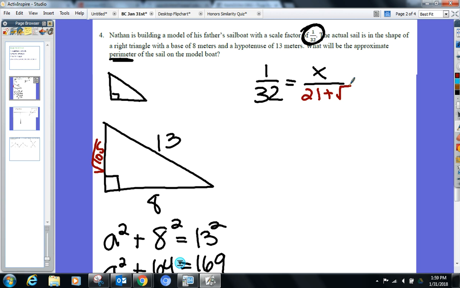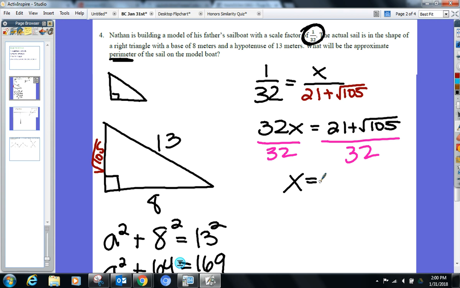It's a proportion, cross multiply, so ready? 32 times x, 32x. 21 plus the square root of 5 times 1 will just be 21 plus the square root of 105. How do you guys want to solve for x? X will be the perimeter of the smaller one. So how do we want to get x by itself? Divide by 32. I'm going to give you the rounding directions, nearest hundredth.